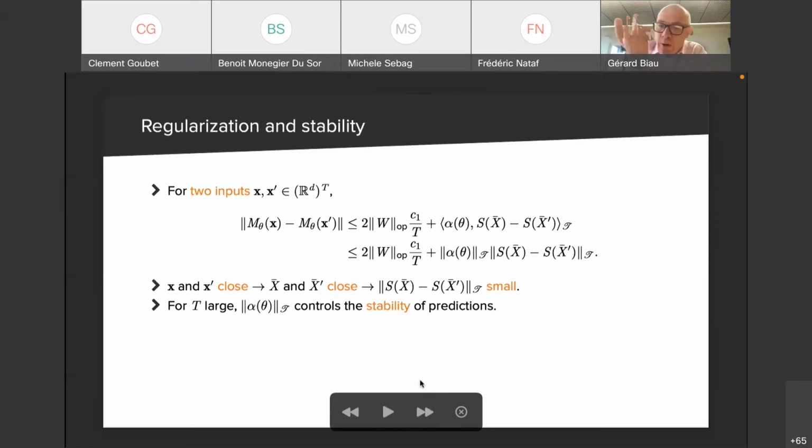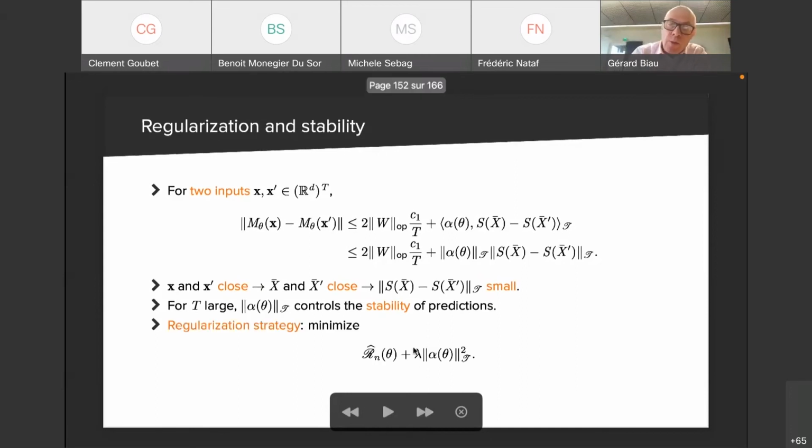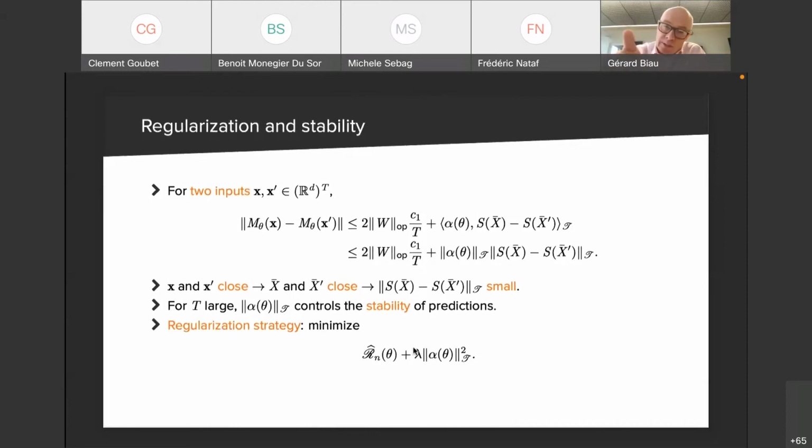So the idea then is quite natural. We may implement recurrent neural networks using the natural penalty, which is the penalty of the norm of alpha theta in the space T.